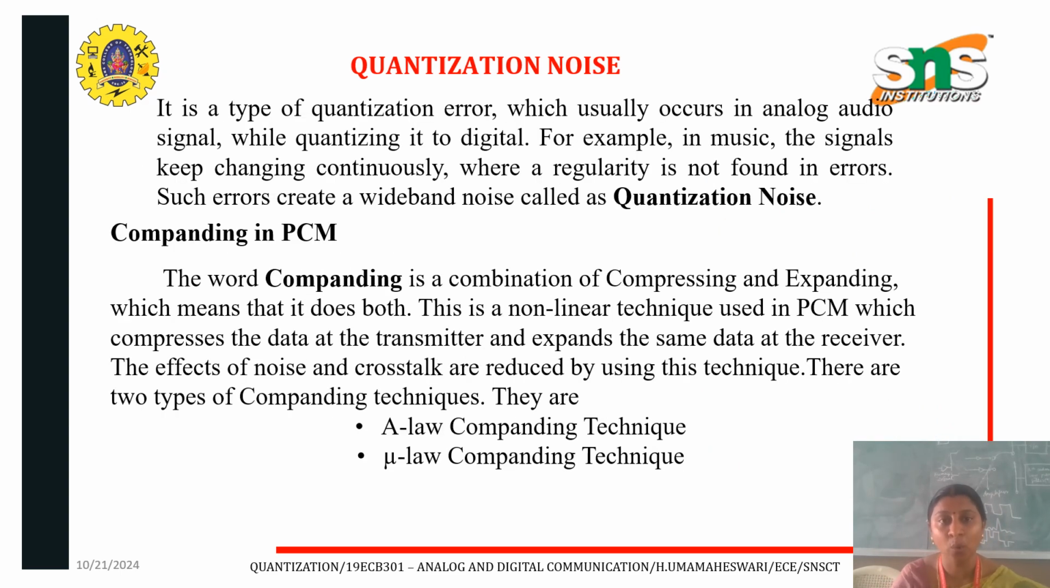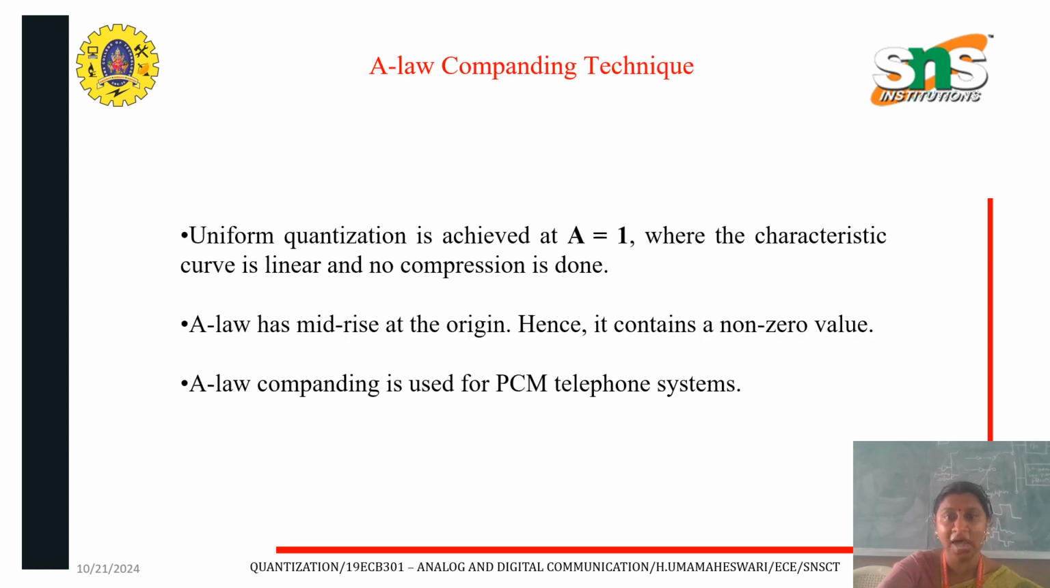Quantization noise. The signals will be changing continuously, where the regularity is not found in those errors. Such errors create a wideband noise, which is called quantization noise. Companding is nothing but a combination of compressing and expanding, which means it does both compressing and expanding. So companding is of two types: A-law and the next one is Mu-law companding.